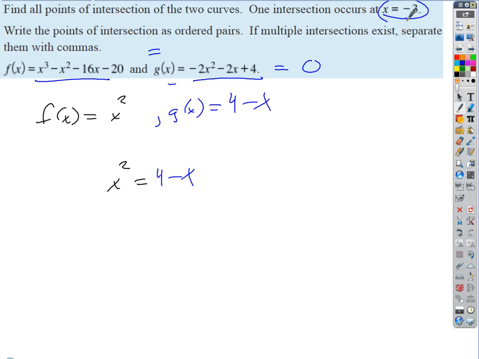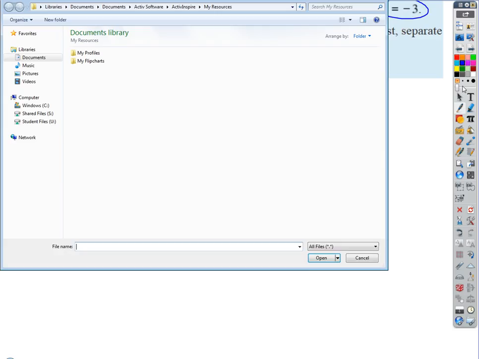True. Let me write this down. I just want to make sure this is kind of important. Oops, what did I just do? Thanks.